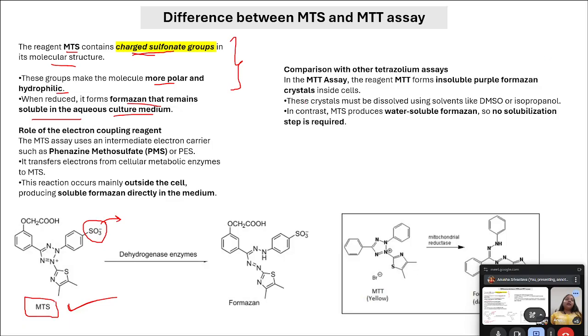In comparison to this, MTT forms insoluble purple formazan crystals inside cells. That is why it needs to be solubilized using either DMSO or isopropanol. Majorly DMSO is used.